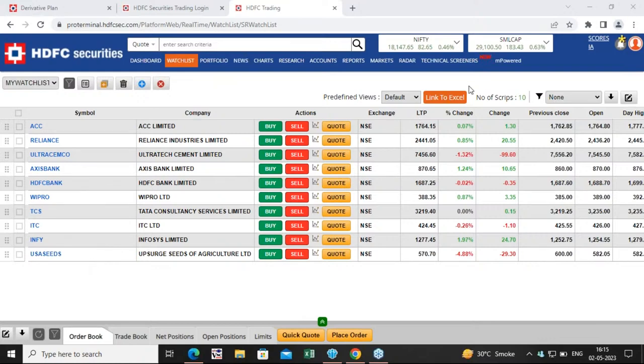Okay, so this is a watch list. I'll just give you a little summary about it. In our Empowered and the Investor, you can only add 50 scripts in the watch list, but in the ProTerminal you can add 250 scripts with 5 different buckets, and you can also do Excel-based trading. Predefined views are there with 5 different parameters. Also, if you want to add the attributes, you can easily select all the attributes and make your studies in the watch list itself.